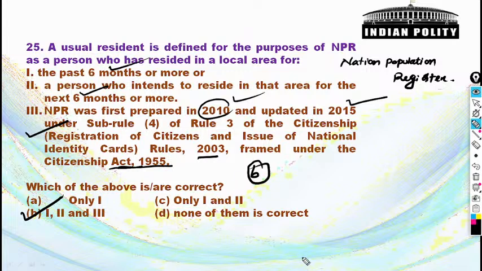NPR is prepared to get an idea or data about the usual residents in a given place and the flow of people from one place to another. So it is updated regularly at the grassroots level, also block and district levels. They were updated in 2015.